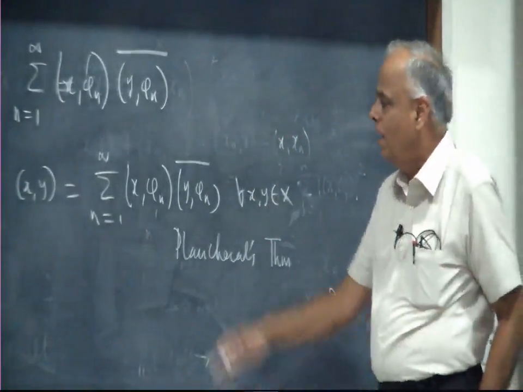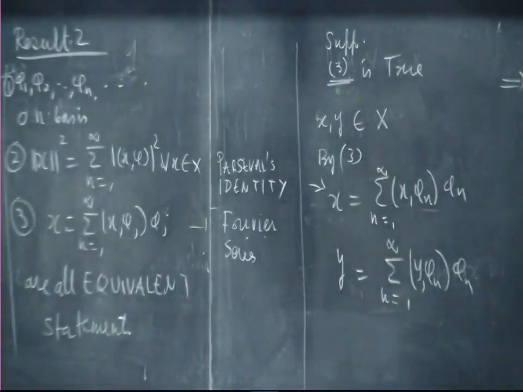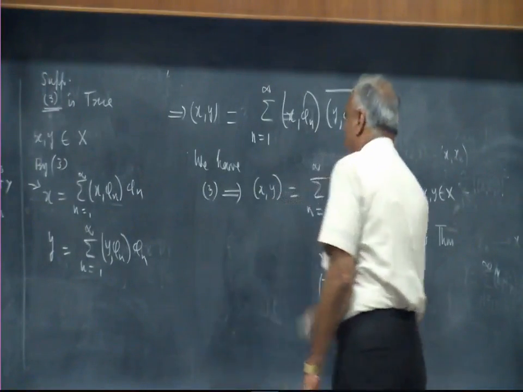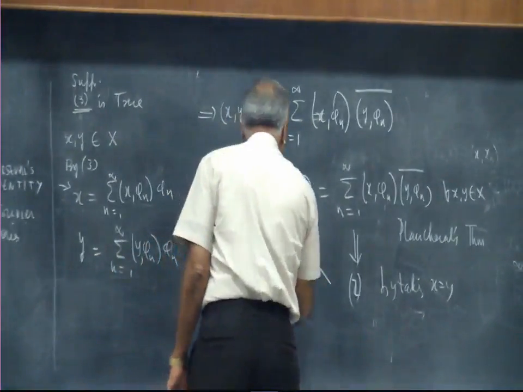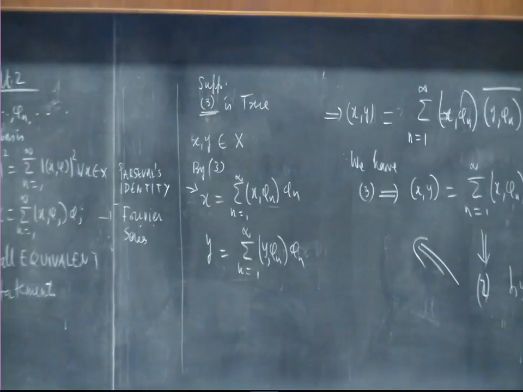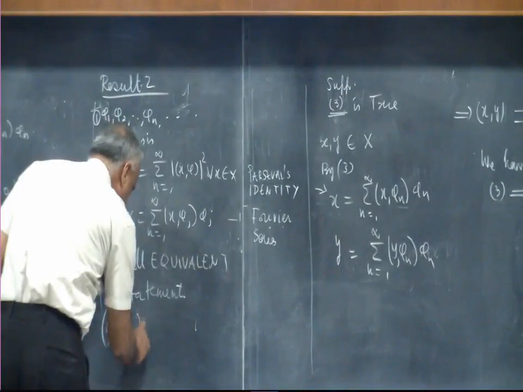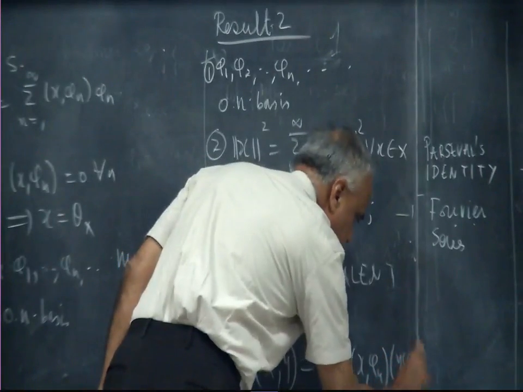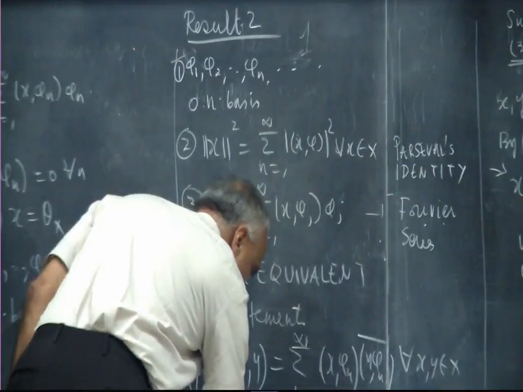Now, on the other hand, if this holds, then automatically this holds. Why? I can put y equal to x, and I get this. So, this implies 2 by taking x equal to y. If I take x equal to y, I simply get mod <x, phi n> squared there, but 2 implies 3. So, all these are equivalent. So, you can put the same notion of basis in many languages. Now we have the fourth statement: <x, y> is equal to summation 1 to infinity <x, phi n> times the conjugate of <y, phi n> for every x, y in X is also equivalent to the above.